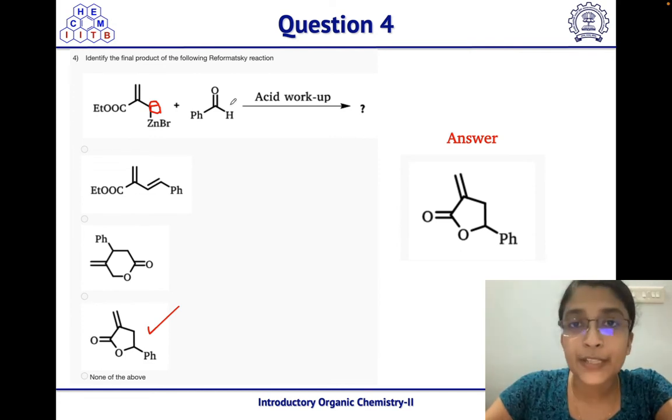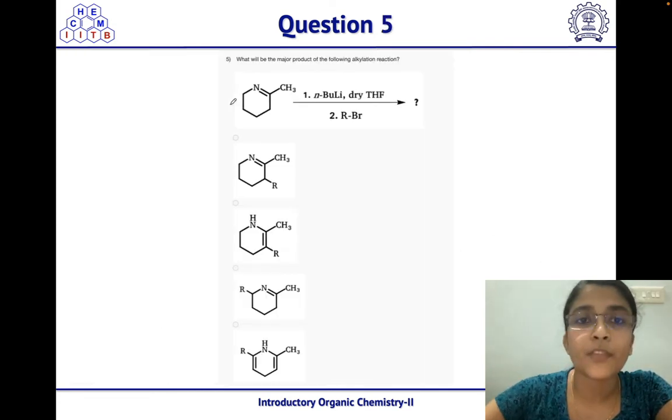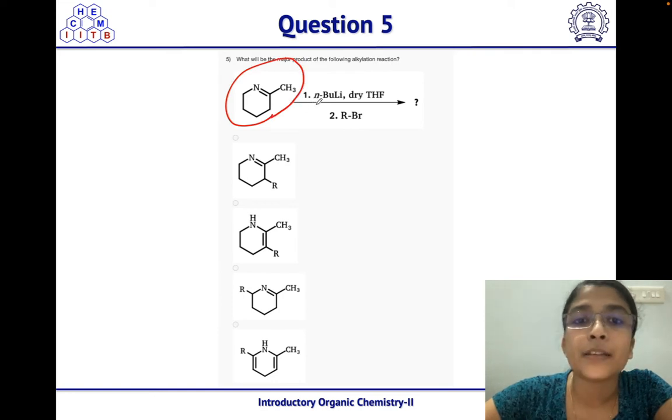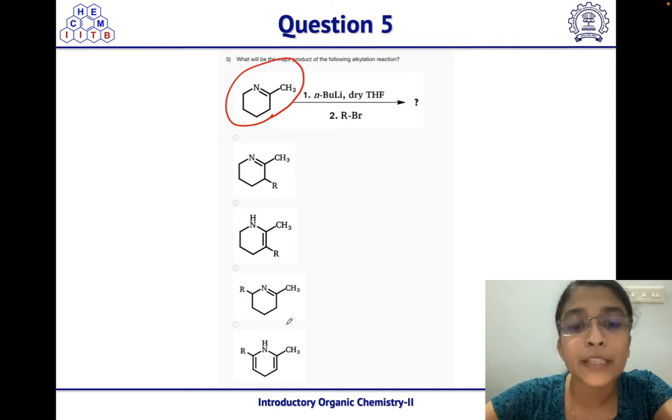Now coming to question number 5. What will be the major product of the following alkylation reaction? Here they have given an imine and it is reacting with n-butyl lithium in dry THF. So it will generate an enolate and then it will add on to this alkyl bromide and we will get one among these four products. So we can see what is the mechanism that is taking place here.